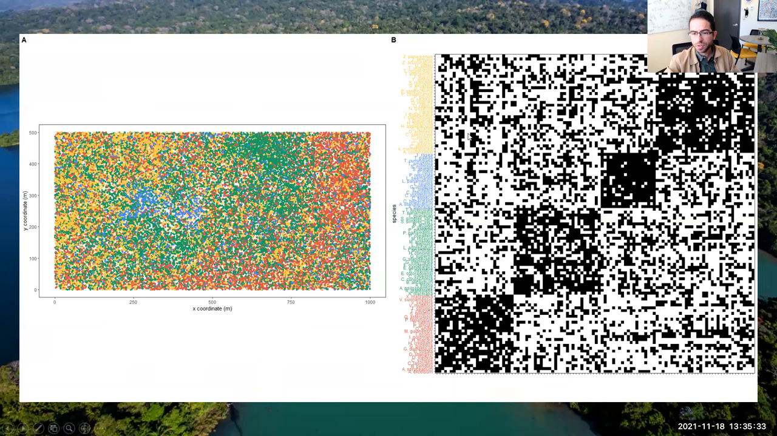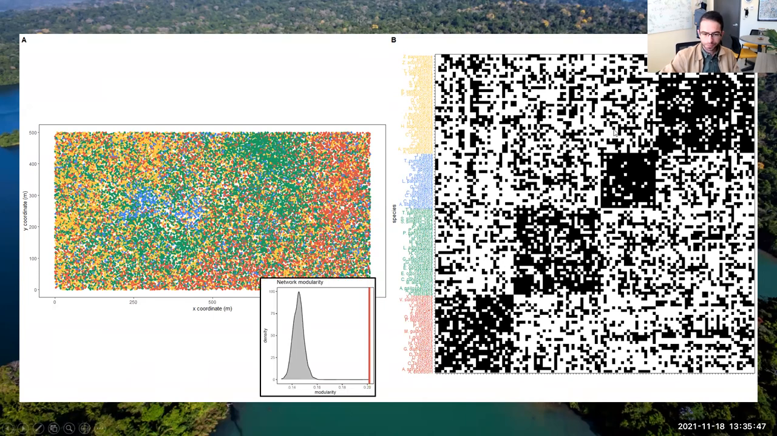And what you see is this adjacency matrix is block diagonal. It looks very strongly block diagonal, indicating that indeed species in the same module, so coloring in the same way, tend to be connected to each other and they tend to not be connected to the other species.